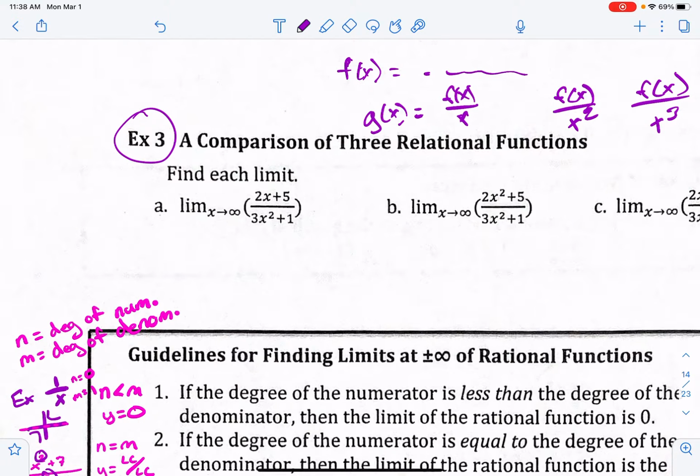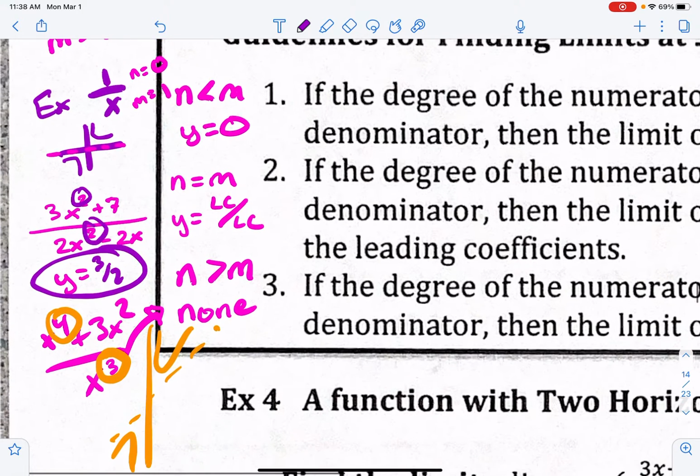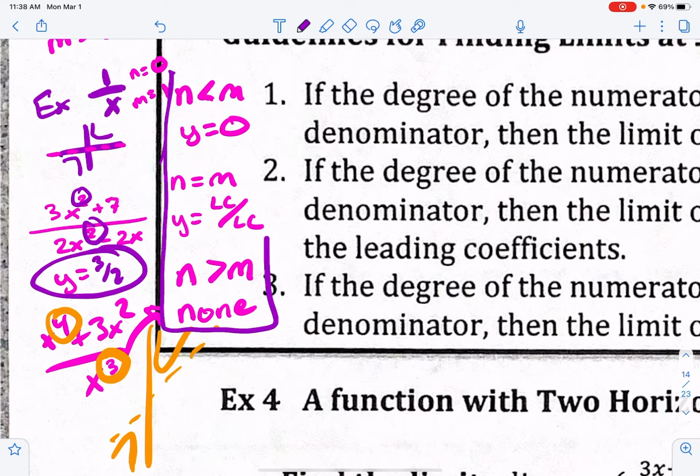And so what it's just doing is it's saying, take this stuff, put it over top of x, see what the asymptote is. Take that same stuff, put it over x squared, see what the asymptote is. Take that stuff, put it over x to the third power, see what the asymptote is. Okay, so we're going to look at each one of these, and we're going to use these guidelines 1, 2, and 3. So looking at the degree, what n and m are.